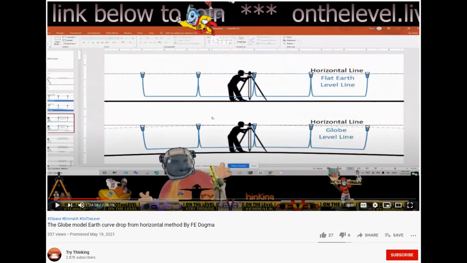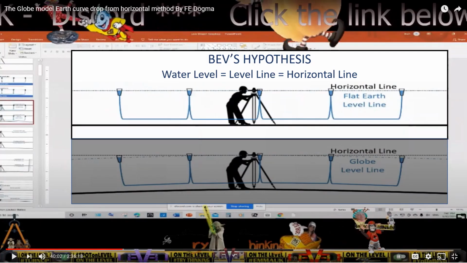Now I came prepared with some graphics that I had drawn, and I included water levels in them so we could discuss the difference between a level line on a flat Earth and a globe Earth. Now I did agree with Bev that on a flat Earth, a level line would be a straight line and it would be parallel to a horizontal line.